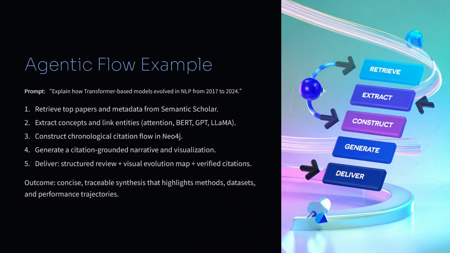To walk through the complete flow of the application, it starts with retrieving top papers and metadata relevant to the user provided keywords from Semantic Scholar. Then the documents are ingested into the Google Cloud bucket, and the Gemini LLM is used to extract concepts and metadata, which are fed into Neo4j to create a knowledge graph. Finally, the Gemini LLM is also used to build a summary and visualization from the knowledge graph. So this application delivers structured summaries, a visual map of the concepts, and verified citations.